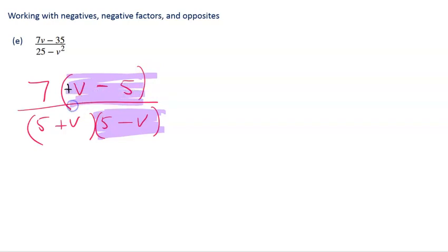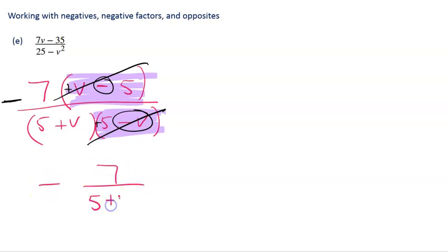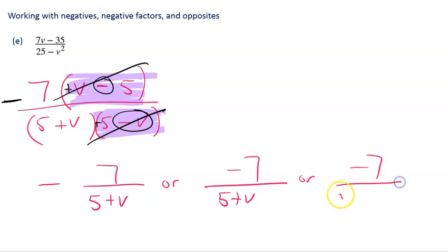It's a plus v and a minus 5, and this is a plus 5 and a minus v. What did we say about those? Yes, they do cancel, but they leave a negative 1. So that means my final answer, y'all, is negative 7 over 5 plus v, or you can write it as negative 7 over v plus 5. Because 5 plus v and v plus 5 are exactly the same thing.